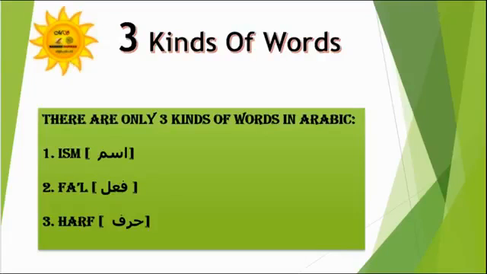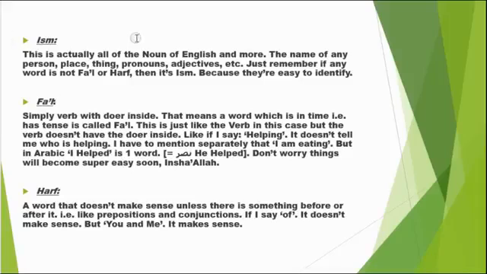Now let's read what they mean. Look, generally ism is actually all of the noun of English and more. That means the noun you know of English, and in English noun means name of anything, right? But ism is actually more. Yes, everything that is noun in English is a noun in Arabic too, but it includes more. To tell you frankly, if anything is not a fi'l and anything is not a harf, then you put that word in ism. You get that?